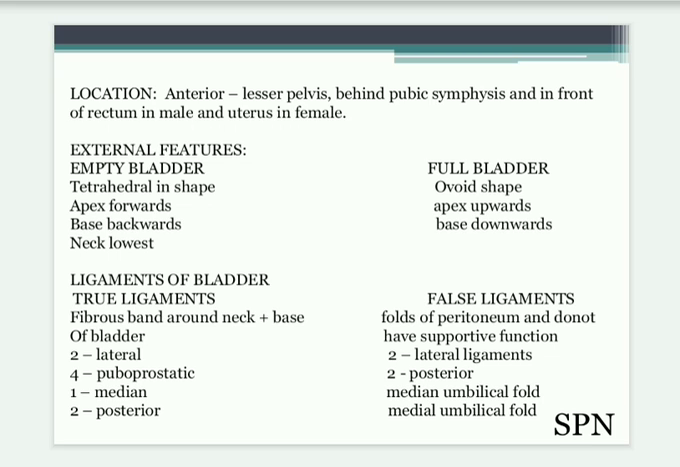The false ligaments are two lateral ligaments, two posterior ligaments, the median umbilical fold, and the medial umbilical fold. These are your false ligaments.